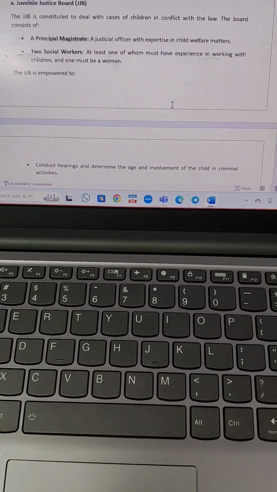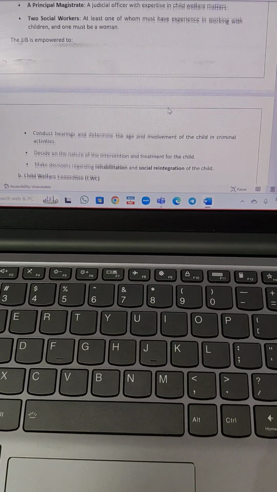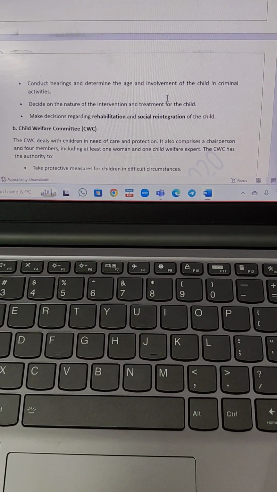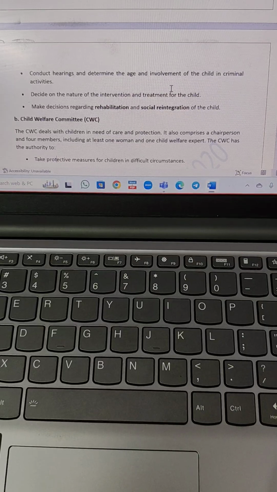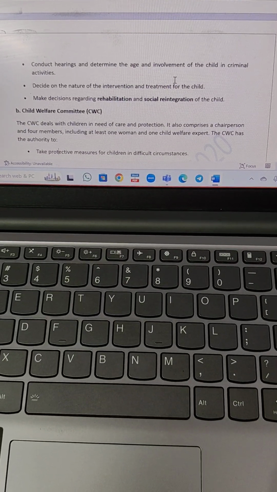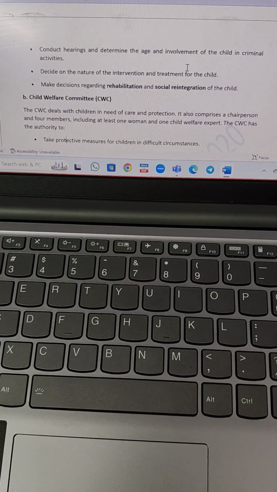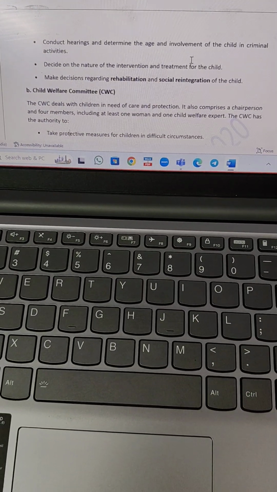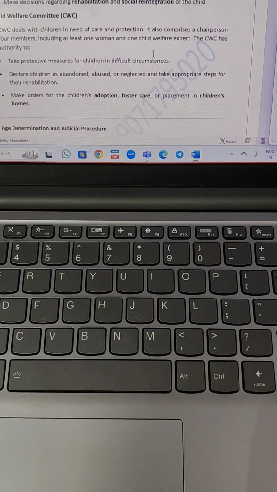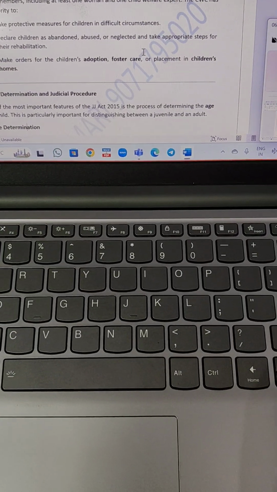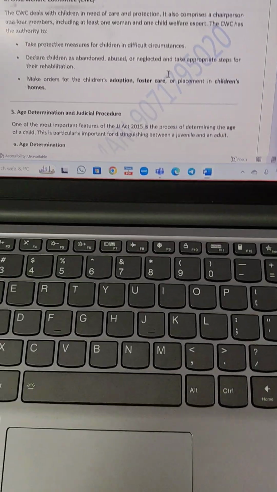So the JJ Board is empowered to conduct hearings and determine the age and the involvement of a child in criminal activities, decide on the nature of the intervention and treatment of children, and make decisions regarding rehabilitation and social integration of the child. So this is mainly for the child who is in conflict with the law, meaning the person who has committed a certain crime.